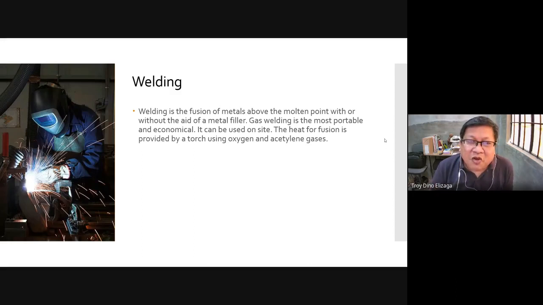Welding, I think everyone is familiar with welding. It's the fusion of metals above the melting point, with or without the aid of a metal filler. So we have gas welding, which is the most portable and economical and can be used on site. The heat for fusion is provided by a torch using oxygen and acetylene gases.